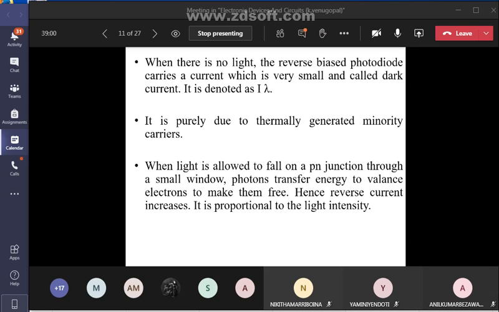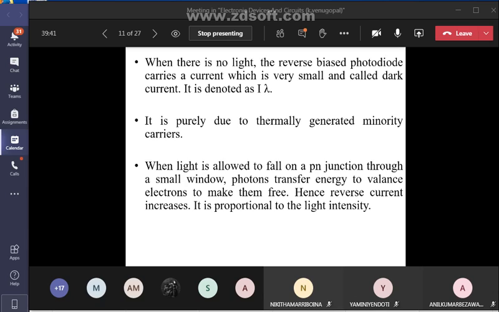See here, when there is no light, the reverse biased photodiode carries a very small current called dark current. This dark current is due to thermally generated minority carriers. So due to the flow of minority carriers, the dark current flows when there is no light.